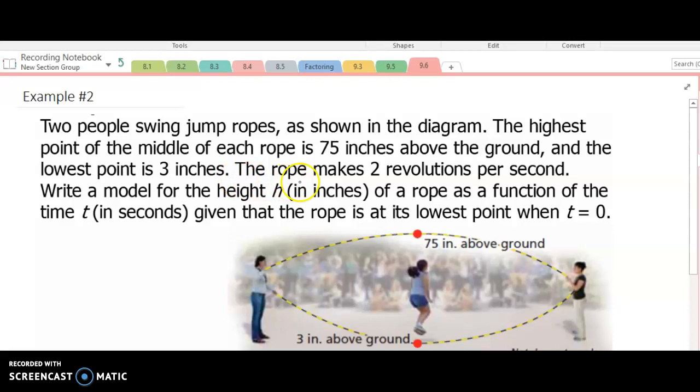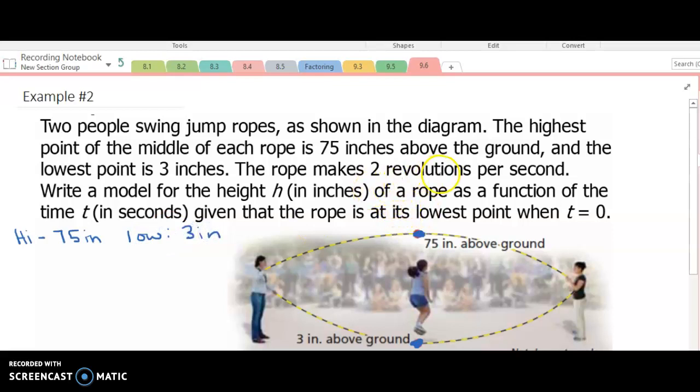It says 2 people swing jump ropes as shown in the diagram. In my days, we used to call this double dutch. The highest point of the middle of each rope is 75 inches, so it goes up to 75 inches, and the lowest point is 3 inches. So it never reaches the ground. I'm just going to tally these. High is 75 inches, and then low is 3 inches.